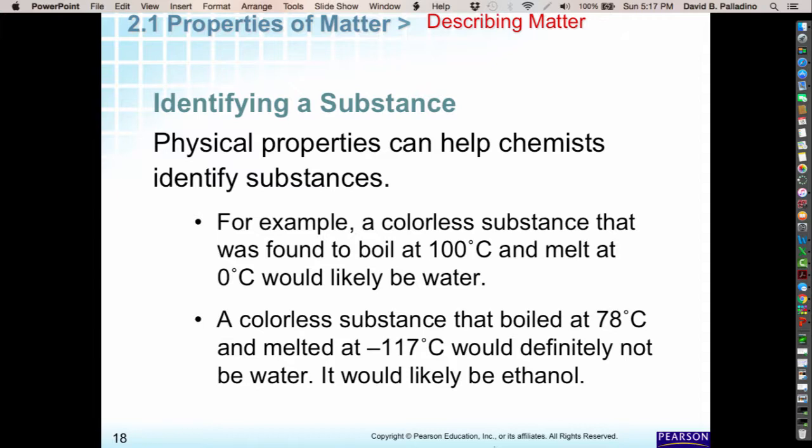Okay, as I said, analytical chemists use physical properties to define what substance they have. So if you had a liquid substance that was found to melt at 0 and boil at 100 degrees, that is the characteristic for water if we looked it up on the table. If we had something that boiled at 78 degrees and froze much lower, at minus 117 degrees, it wouldn't be water. It would most likely be ethanol from the table we just saw.